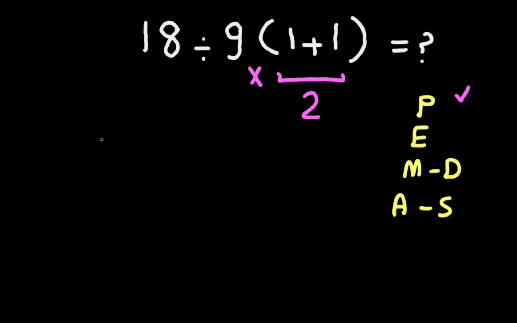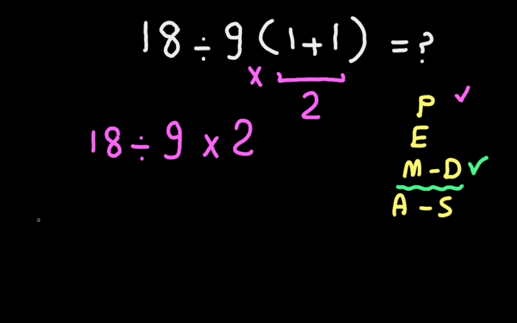Let's rewrite the expression. We have 18 divided by 9 times 2. In the next step, we have one multiplication and one division. And as we know, according to PEMDAS, multiplication and division have equal priority, so we have to work from left to right. Now we have to start with this division.